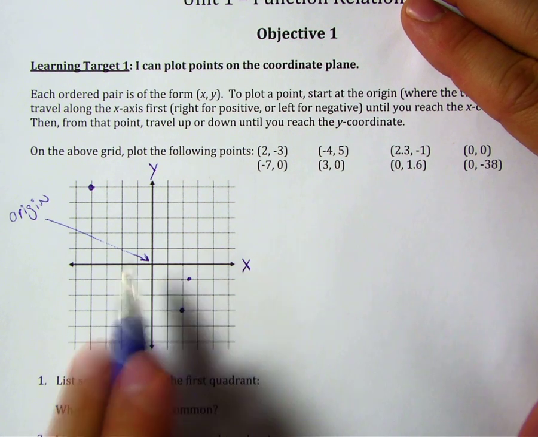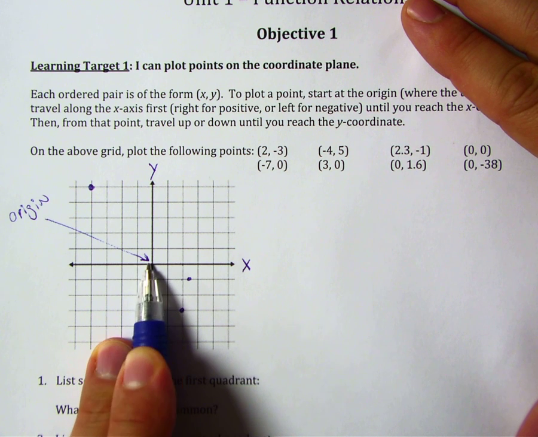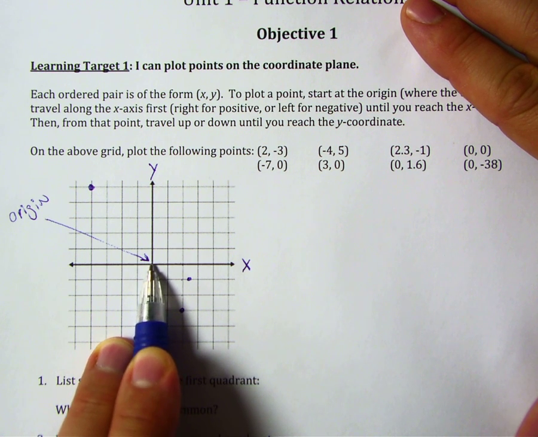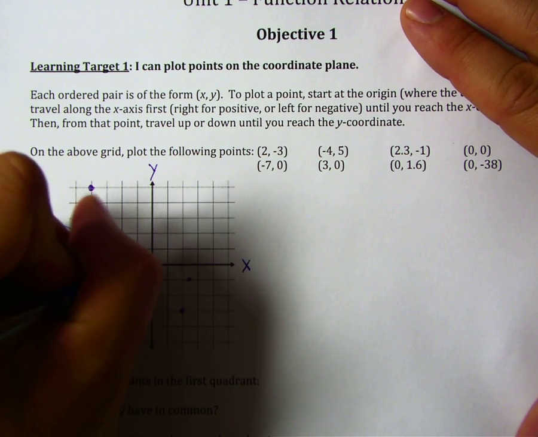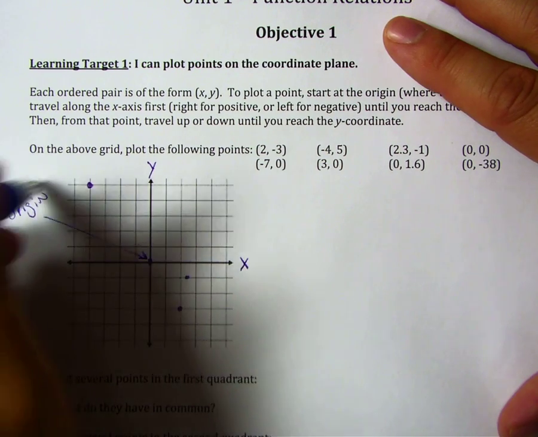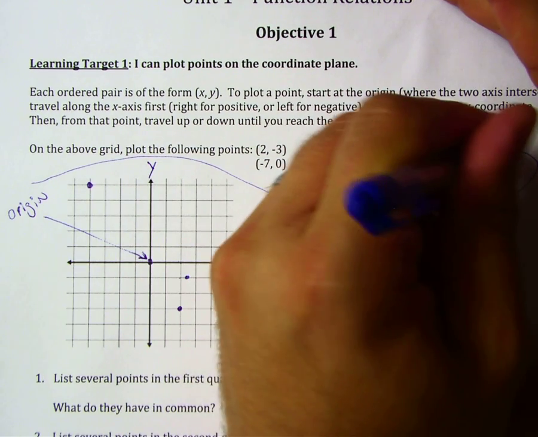(0, 0). I'm going to go 0 to the right, 0 to the left, 0 up, 0 down. I'm still in the middle. That is the point (0, 0). That is, again, what we call the origin. I'm going to draw an arrow all the way over to that origin.